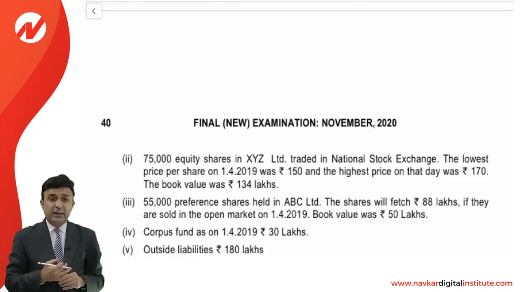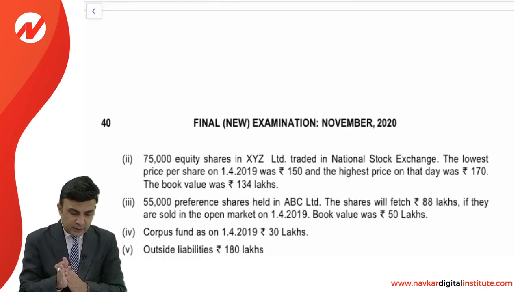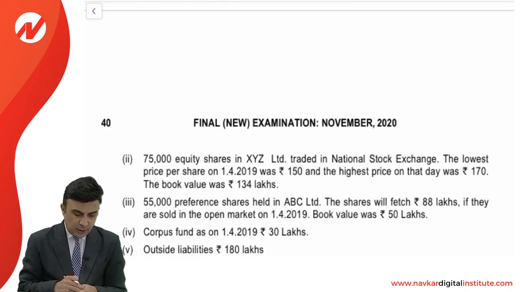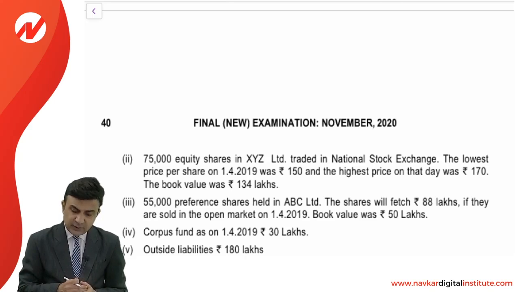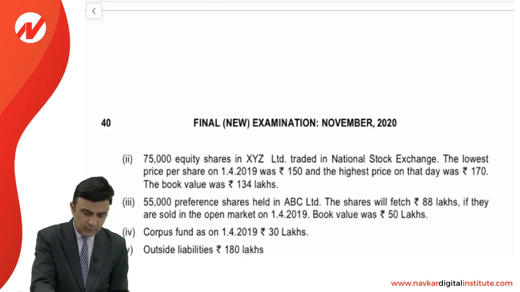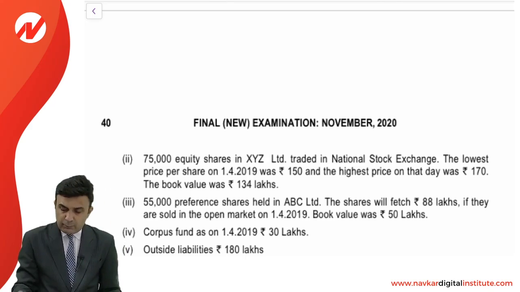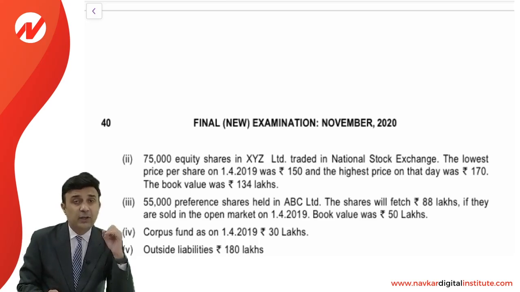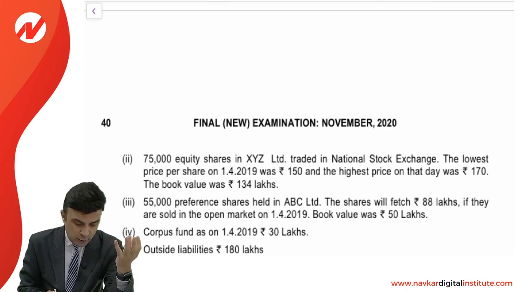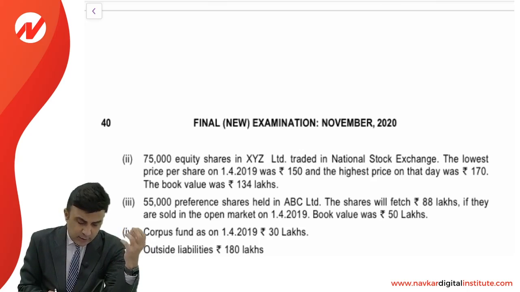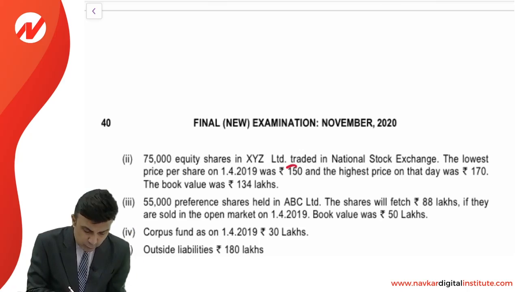Second, 75,000 equity shares held in XYZ Limited be traded in National Stock Exchange. The lowest price on 1/4/19, that is the date of merger, being 150 and the highest price is 170. The book value is 134 lakh. See friends, what is important is there are 75,000 in number equity shares. Now these equity shares should be taken over or would be subjected to tax on the basis of the fair market value as on the day when the merger has taken place. Which value? Whether it is opening value or rather whether it is lowest value or highest value. You have to find out the average of these two.